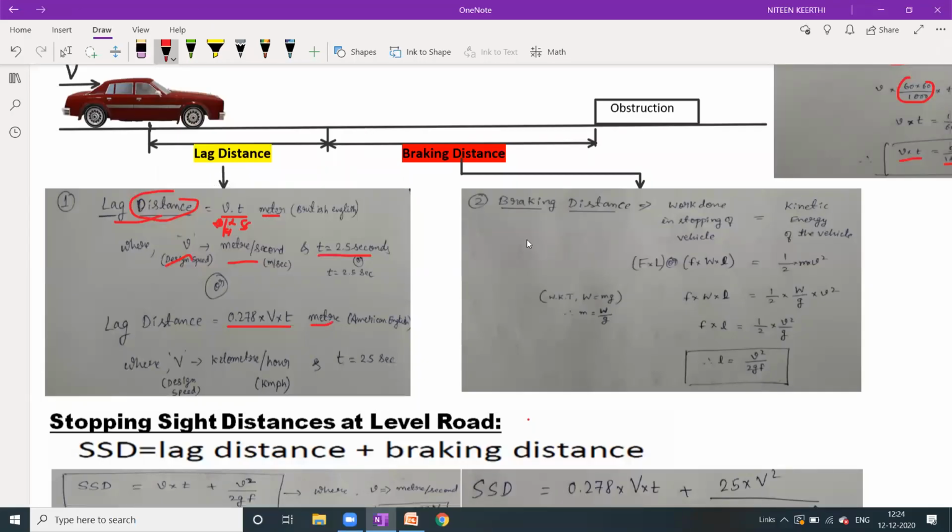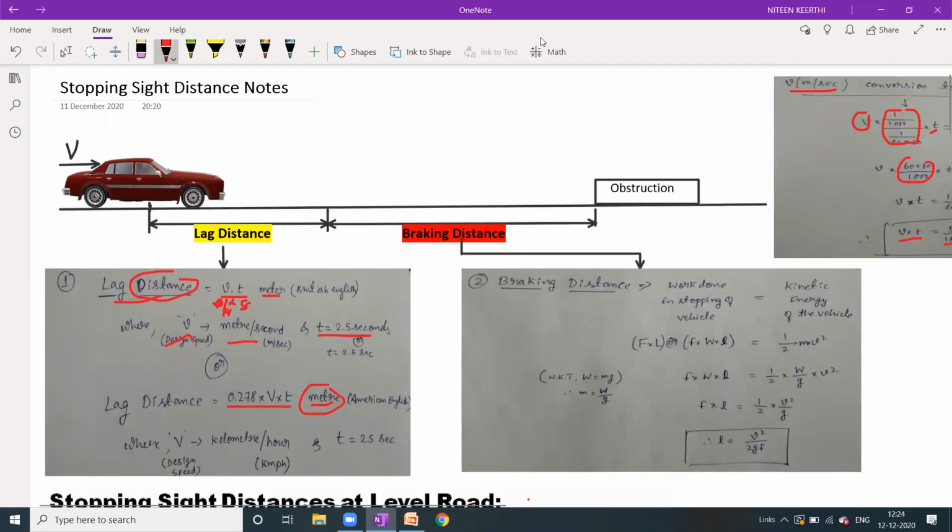So I suggest you use meter only, and units are a must. Please remember, units are a must. So this is the lag distance. We are done with this. So moving on to the braking distance.